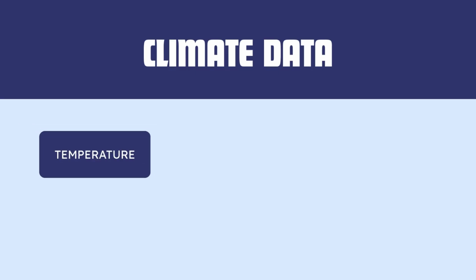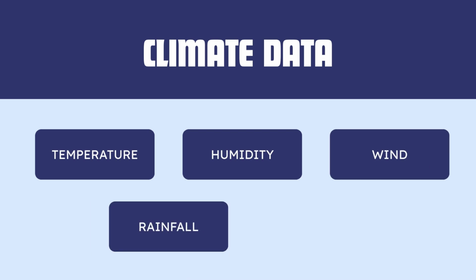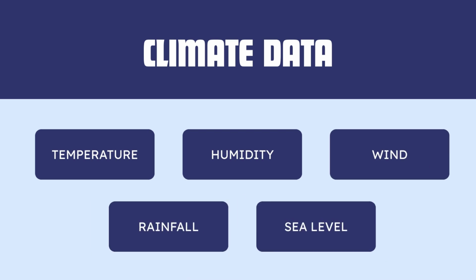Firstly, climate data involves observations of Earth's environmental conditions over time. These include temperature, humidity, wind, rainfall, sea level, and many other types. Each of these features of climate data may be used to derive different insights. For example, temperature data may be used to monitor global warming, while rainfall and sea level may be used to predict flooding risk.